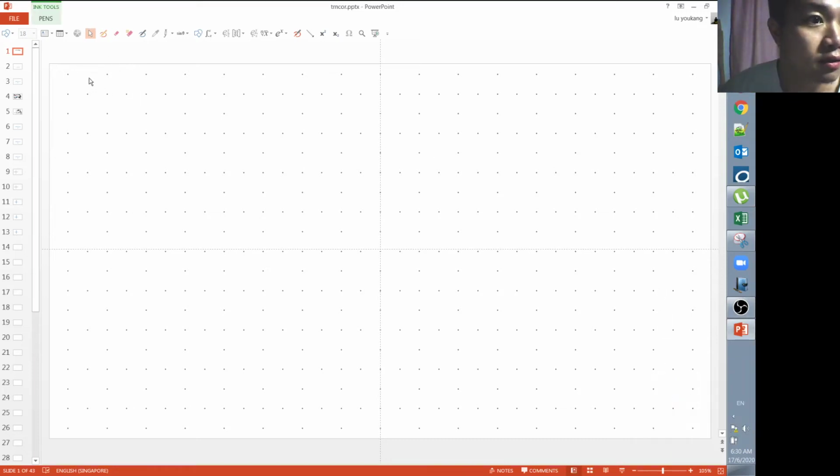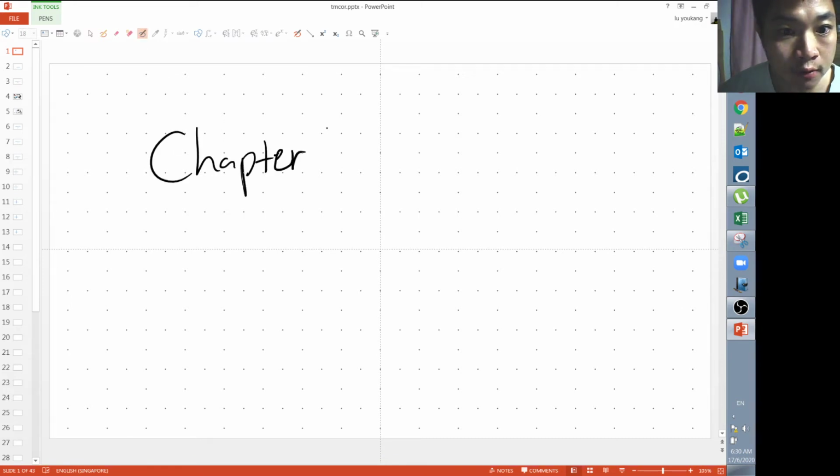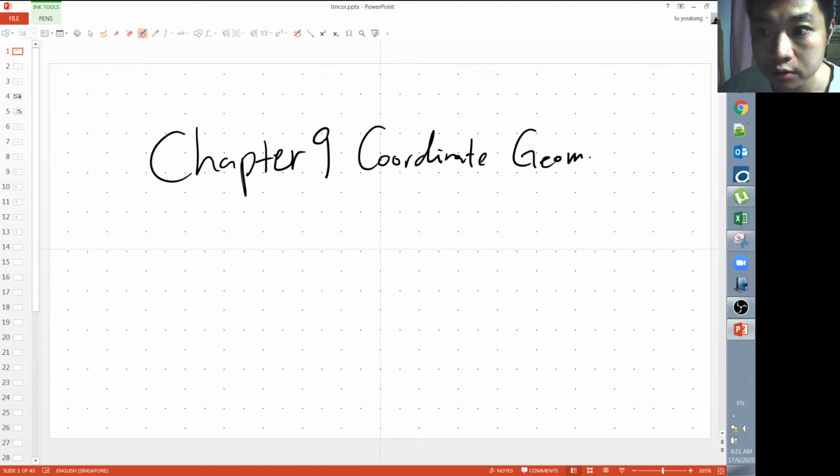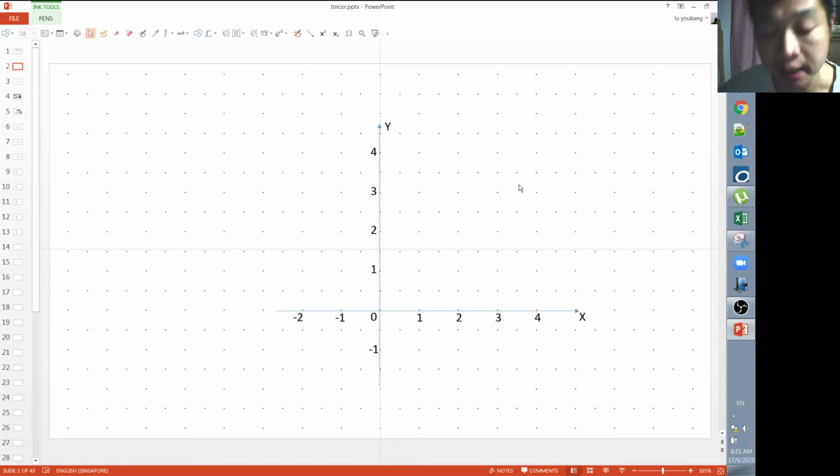Good morning, guys. Today I'm going to talk about chapter 9, coordinate geometry. Alright, so today I'm going to dive a little bit deeper into this chapter, coordinate geometry, and this should be the last part of this chapter. So let's take a look at an example.